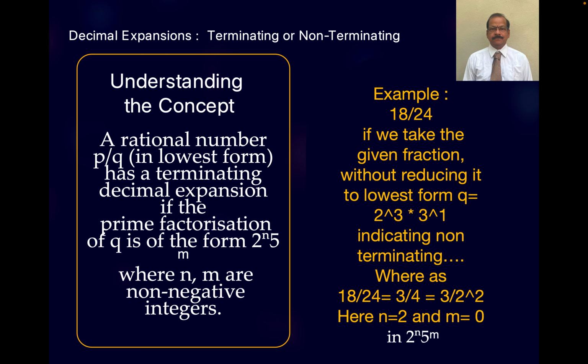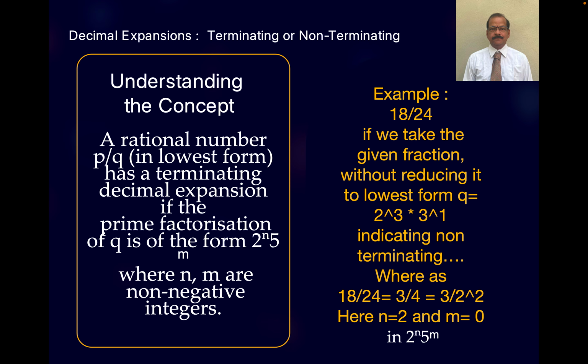18 by 24. If you take the given fraction without reducing it to lowest form, we are first experimenting, which may result in error. Let us see what error we are going to get. 24 naturally is 8 into 3, which is 2 cube into 3, so 2 power 3 into 3 power 1. That means a new factor 3 is entering into the factors of the denominator. 3 entering, other than 2 and 5, indicates it is non-terminating.